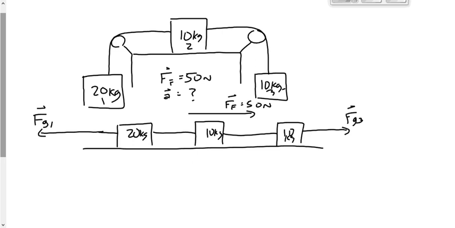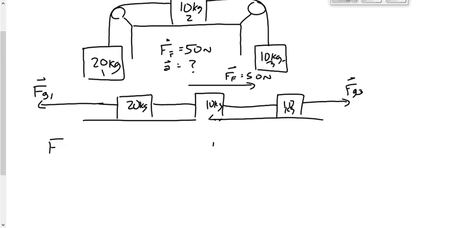Now, there is a force of gravity acting down on the 10 kilogram this way, and a normal force, but they cancel out. In these diagrams, I tend not to even draw those, just because it tends to clutter up the diagram a little bit more. So there we go. That's step 1.